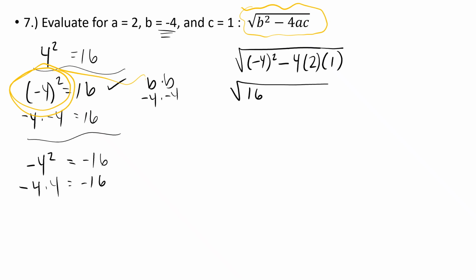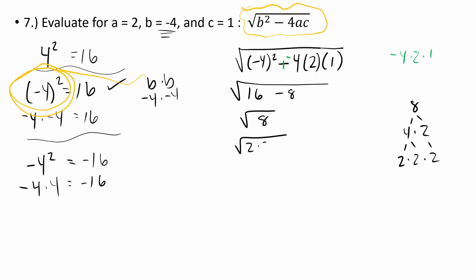So negative 4 squared is 16, and then it might help right here. This is plus negative. So you've got negative 4 times 2 times 1, which is negative 8. 16 minus 8 is 8. And now we have some simplification to do. 8 factors into 4 times 2, and 4 factors into 2 times 2.